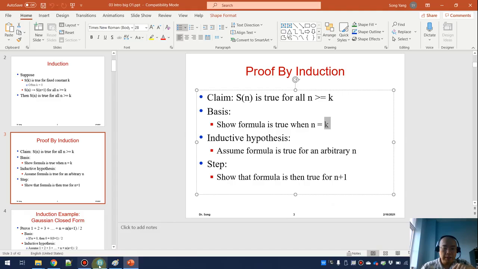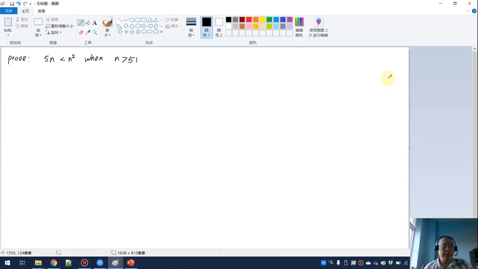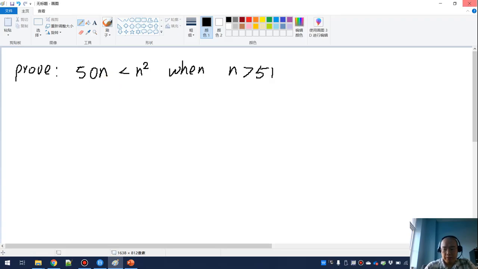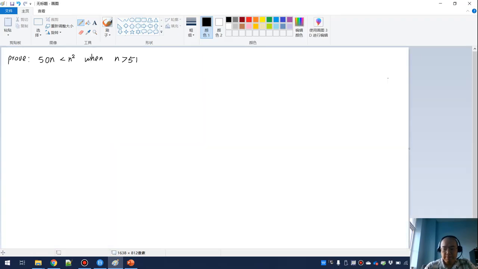Okay, so let me show you the example. This is a question I made by myself. Oops, I made a mistake. I want to say 50 instead of 5. Our goal is to prove that 50n is smaller than n squared when n is greater than 51. I think the number one question is why do we want to choose 51?